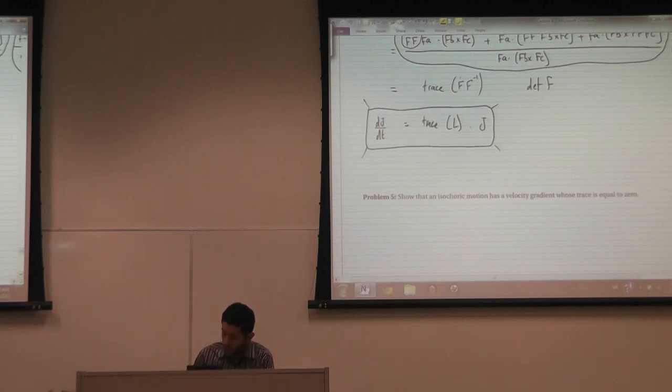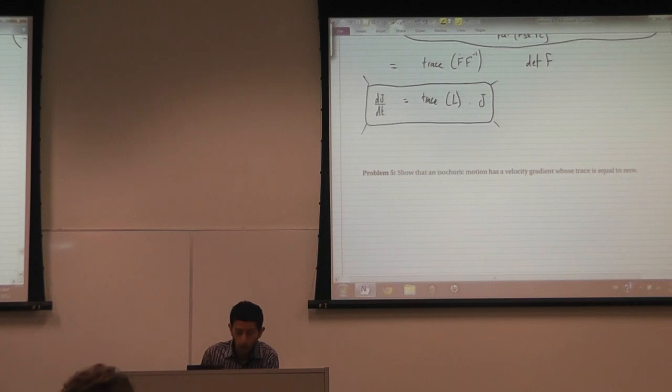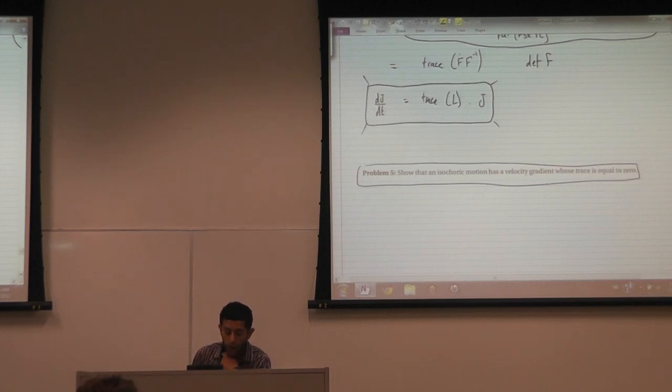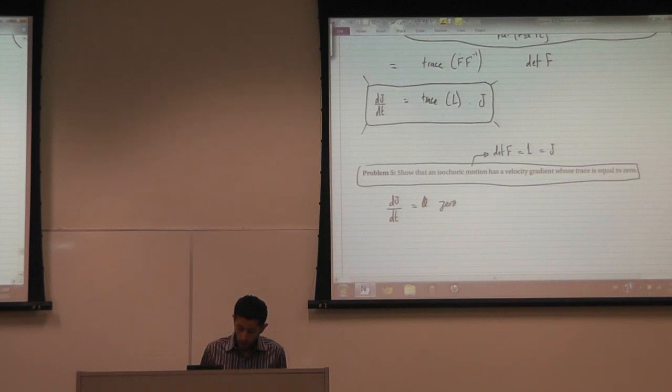So, the last example: the problem goes, show that an isochoric motion has a velocity gradient whose trace is equal to zero. What's an isochoric motion? An isochoric motion is a motion where the determinant of F is always equal to 1. So J is always equal to 1. So dJ by dt is equal to 0, which is equal to trace L times J, and J is equal to 1, so it's equal to trace L.